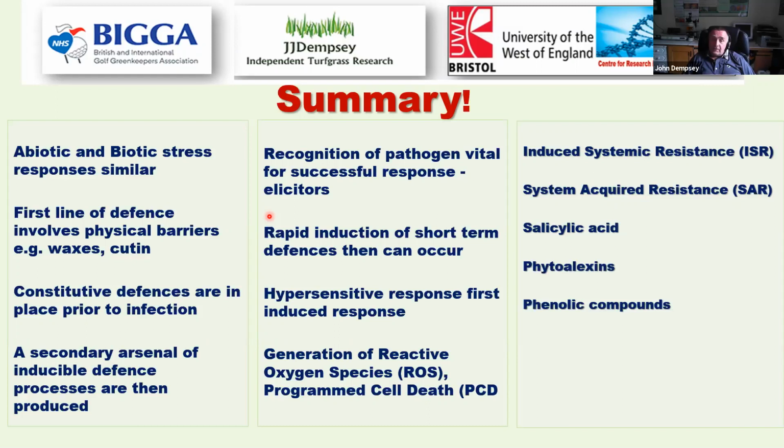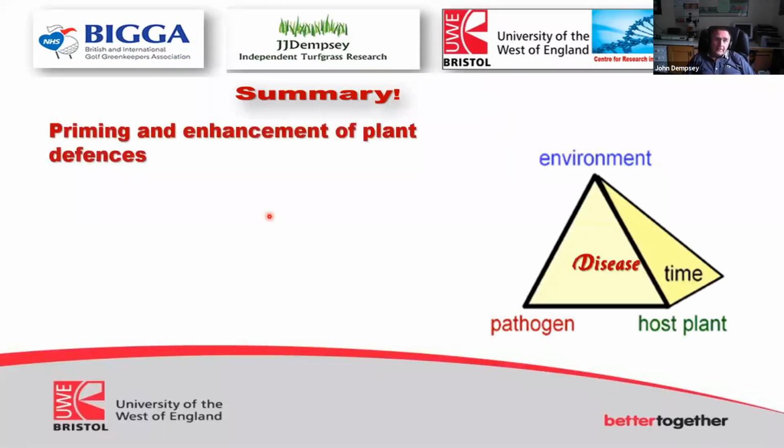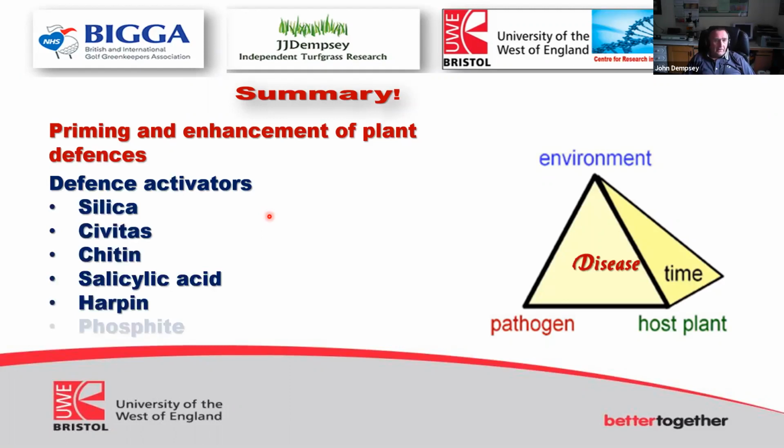Salicylic acid is key for that. There's a whole lot of phenolic compounds produced, and then we can actually use defense activation to prime or enhance these. Again, if we look at our pyramid, it's this pathogen, host plant, time interaction. So priming and these defenses is important. It will work. All these can play a part in your program, and they will work to help reduce disease.